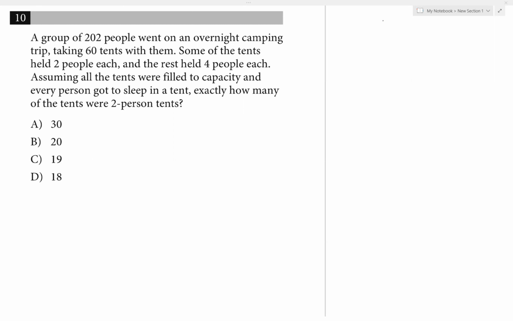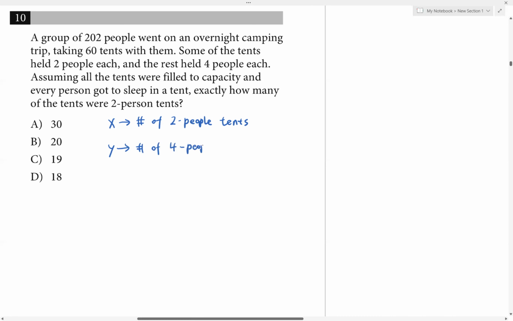Okay, so first we can define our variables. If we're going to write out the equations, let x represent the number of 2-person tents, and let y represent the number of 4-person tents. And then based on that, we know in total we have 60 tents.